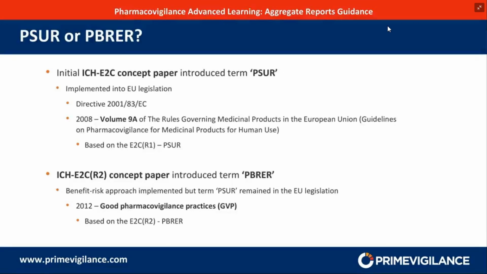As anyone dealing with aggregate reports may notice, there are 2 terms being used for post-marketing safety reports. One being Periodic Safety Update Report, PSUR, and another being Periodic Benefit Risk Evaluation Report, PBER. So what is the difference?